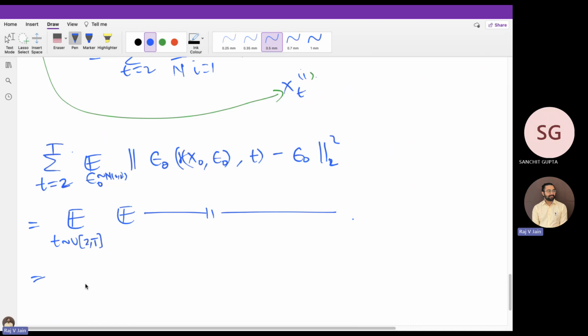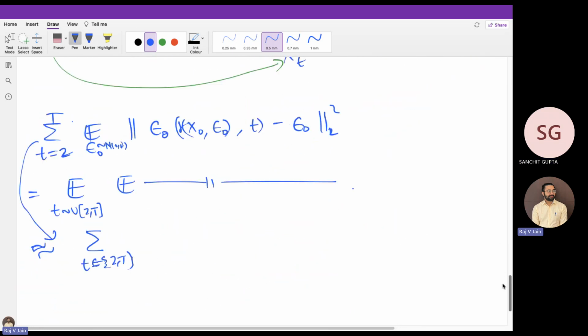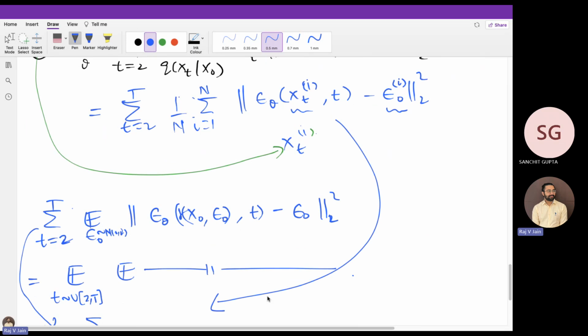From 2 to T, right? So you define a number of samples from this uniform distribution. Then this is approximated as a sum over some fixed number of randomly sampled numbers from the set 2 to T. And then you run this expectation. We already know how to estimate that, and it is then plugged in here.